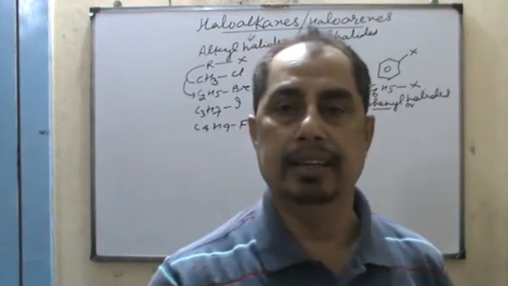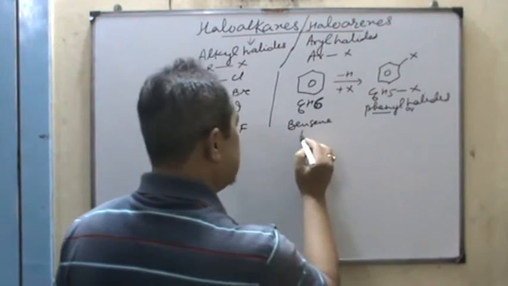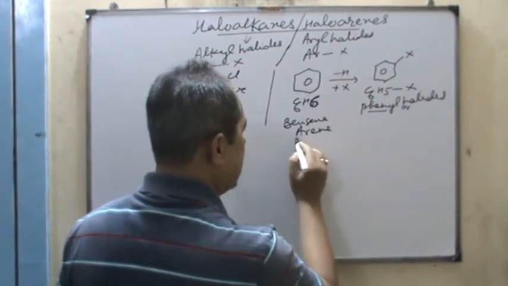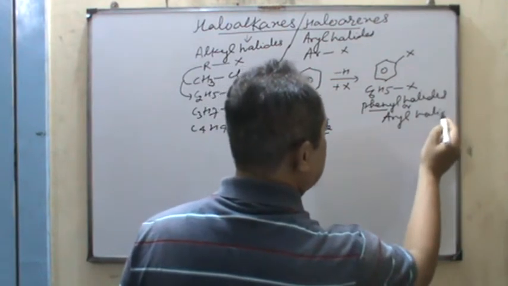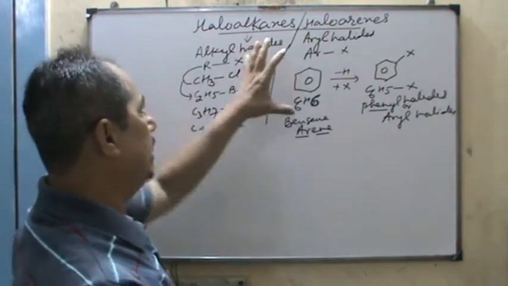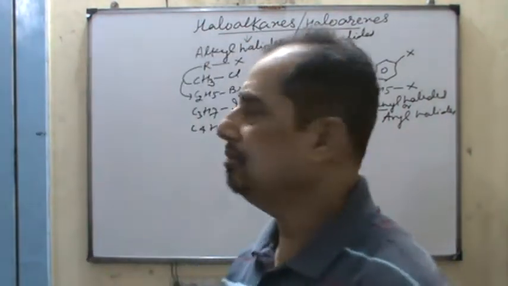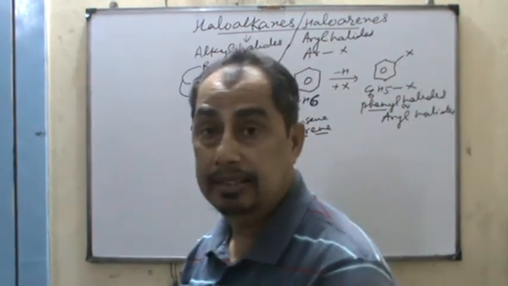Don't say benzyl. Benzyl is different from phenyl. So here that is the aromatic, it is arene. So this is called aryl halides or phenyl chlorides. So this is the introductory part of the haloalkane. Now how do you define the haloalkane, and then we'll discuss haloarene.